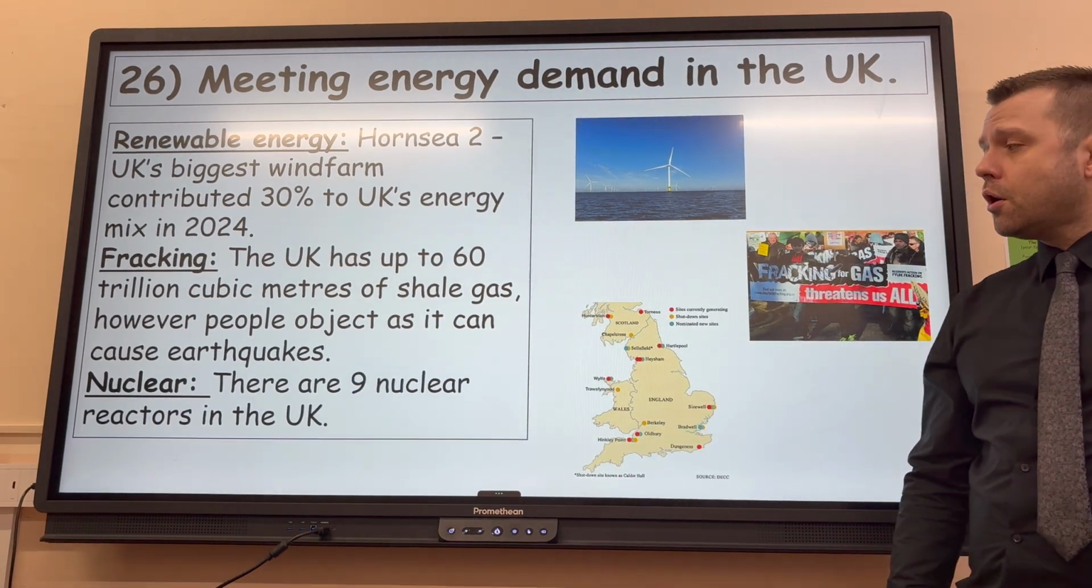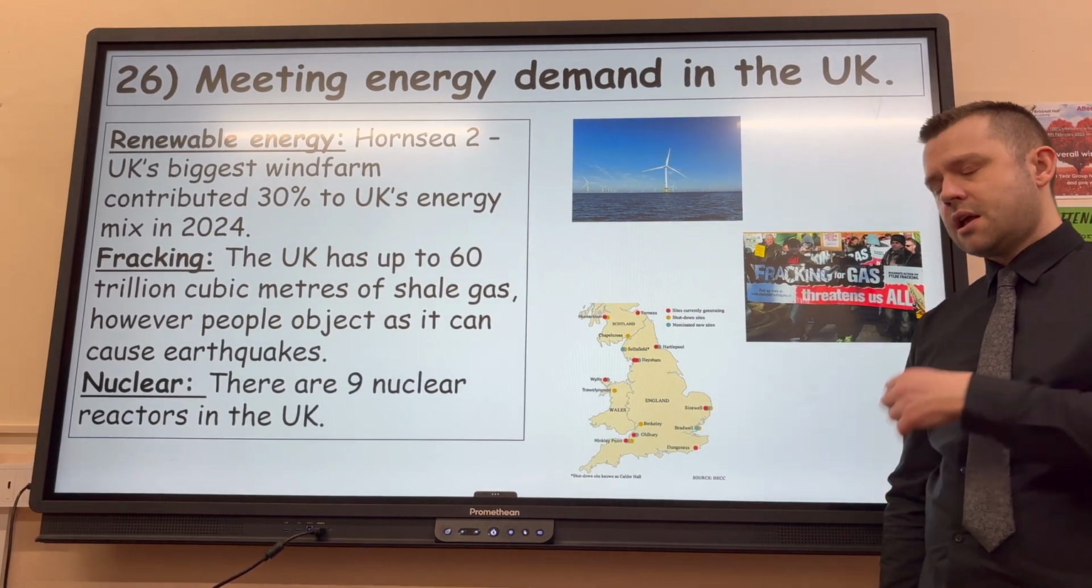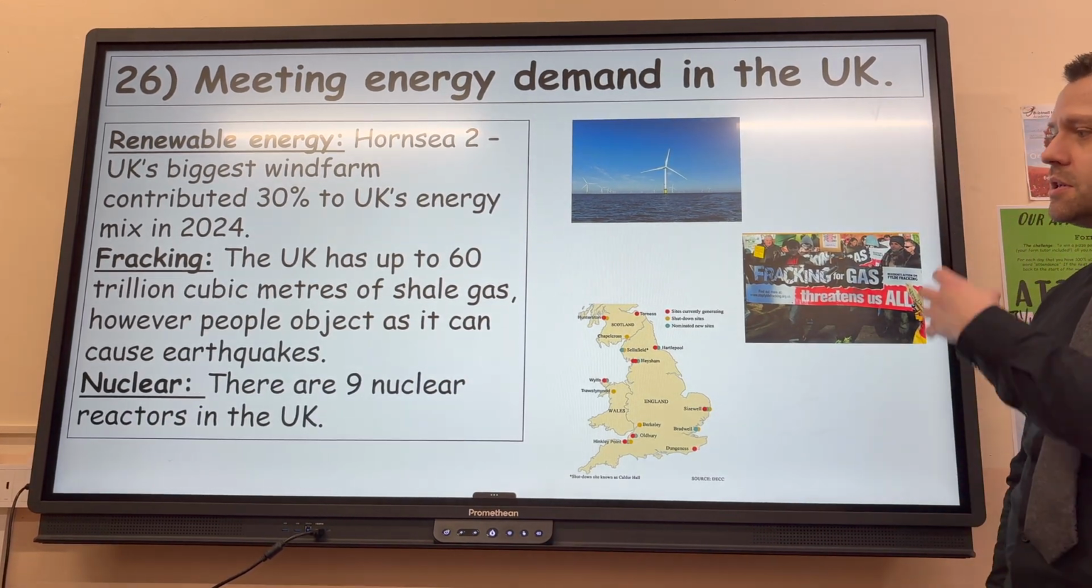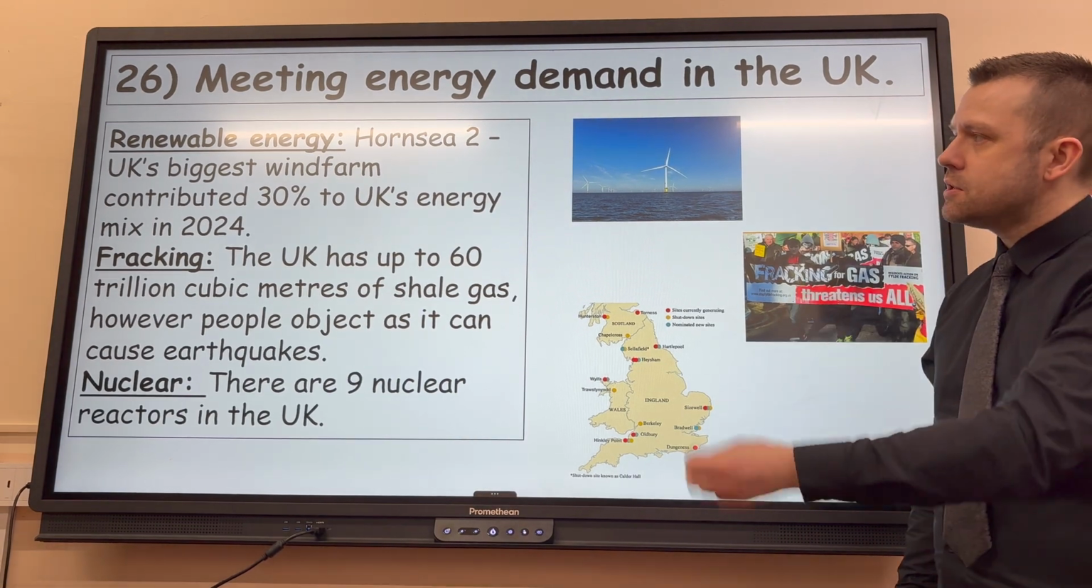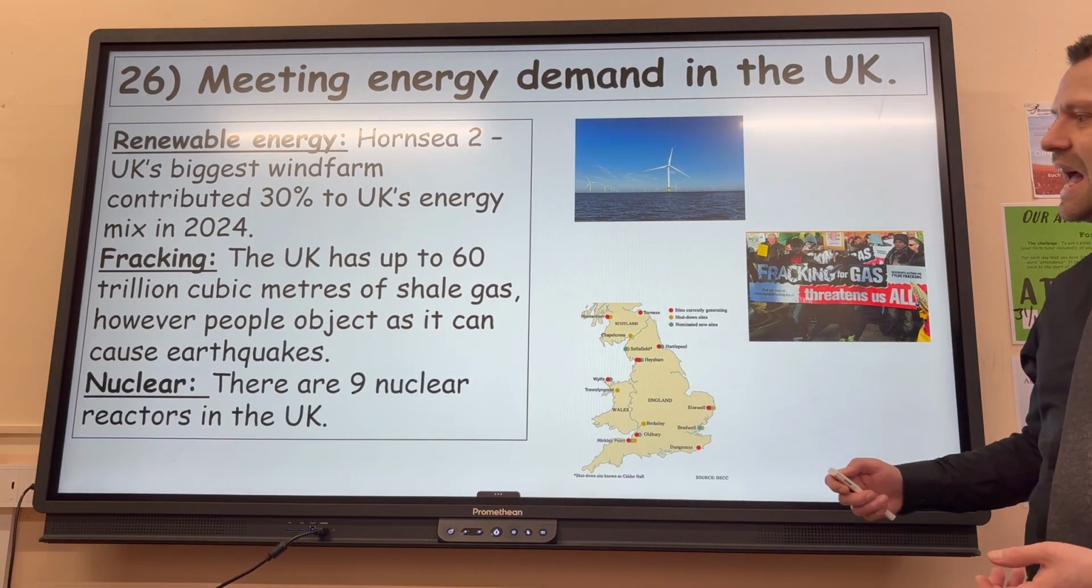Now, there's currently 9 nuclear reactors in the UK spread over various sites and several more in development. Nuclear is seen as a great way to reduce our carbon footprint whilst also providing energy security.